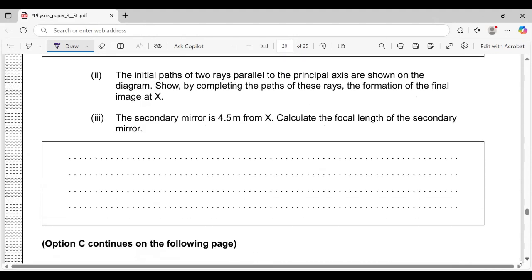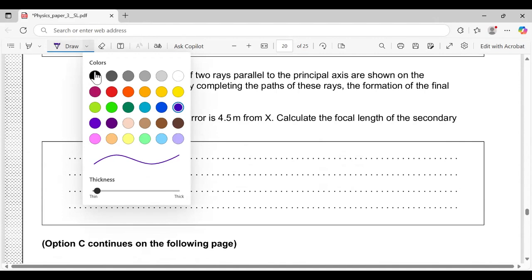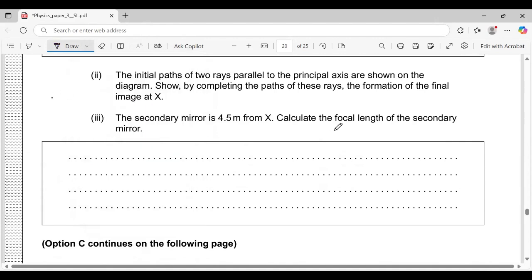The secondary mirror is 4.5 meters from X. Calculate the focal length of the secondary mirror. I would like to find U first. U equals 4.5 minus 8, and it is 3.5. And we're going to use the mirror equation or lens formula.